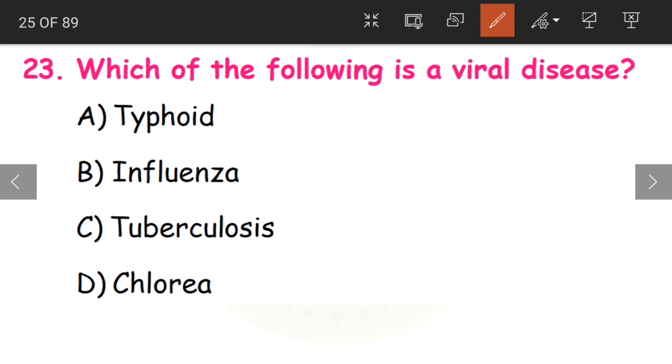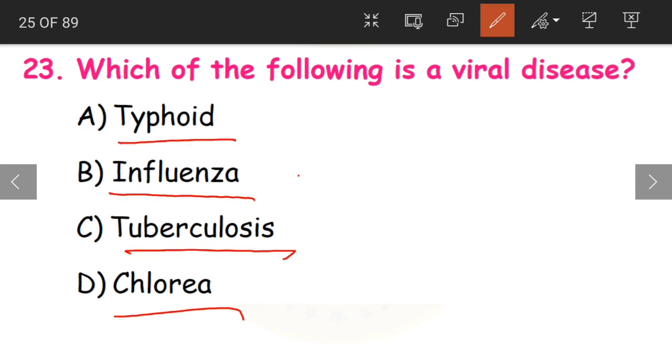Now, the 23rd question. Which of the following is a viral disease? A viral disease is going to spread to others. Is it typhoid, influenza, tuberculosis or cholera? And the answer is influenza. Okay, children, viral diseases are going to spread from person to person.